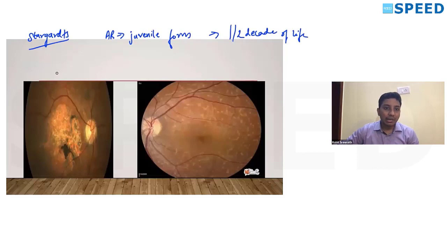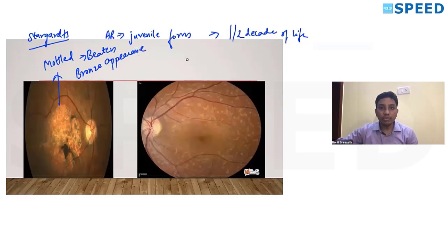There's a typical mottled appearance. This mottled appearance is typically known as the beaten bronze appearance. Beaten bronze appearance, and in the adult form, it is known as fundus flavimaculatus.